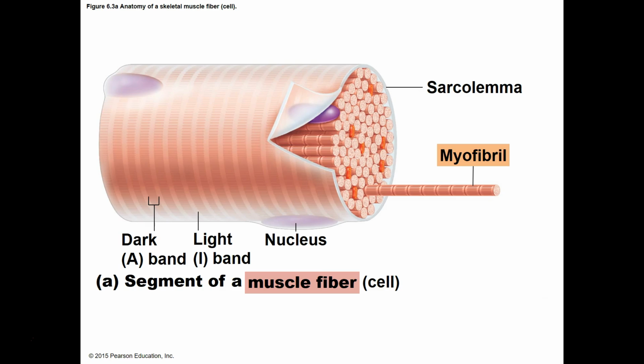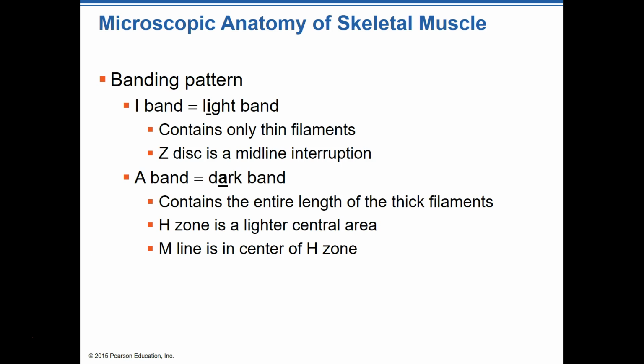That myofibril is the working unit of skeletal muscles. It's where the contraction happens. It's how muscle cells are able to shorten. Remember this one picture that we're looking at, this big tube here with all these myofibrils in it, that is one muscle cell, okay? So we're really zoomed in on it.